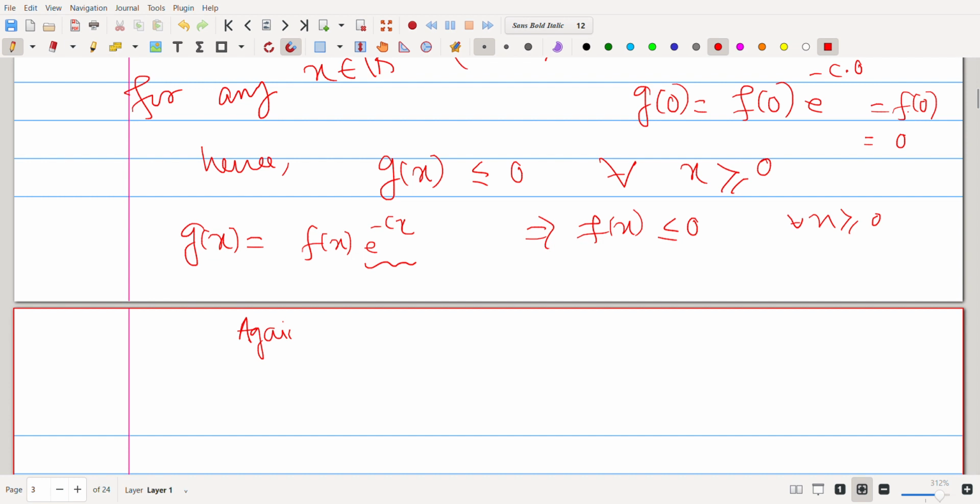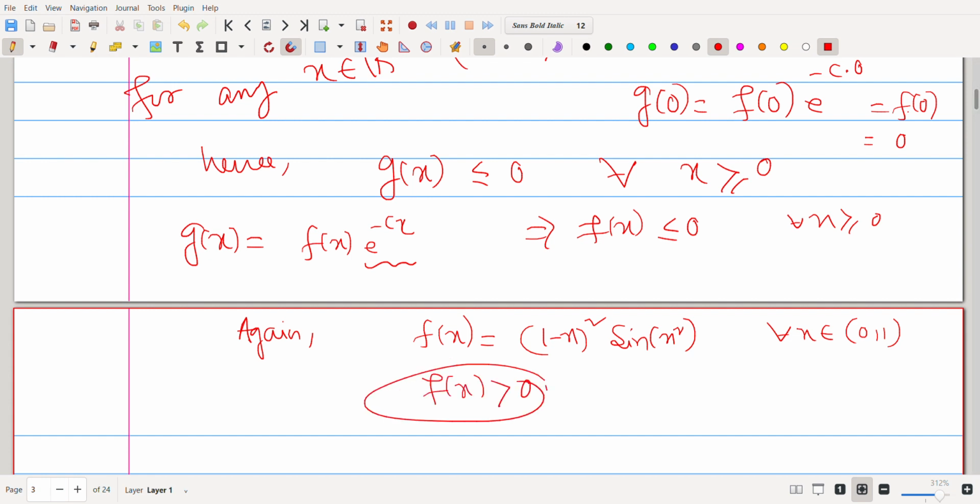Again, f(x) equal to (1 minus x) square times sin x square for x belongs to (0, 1). And clearly for this f(x) is strictly greater than 0, right? Because x belongs to (0, 1), so f(x) equal to (1 minus x) whole square times sin x square for all x belongs to (0, 1), so f(x) greater than 0.